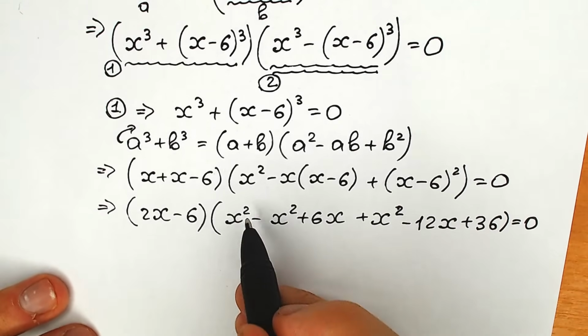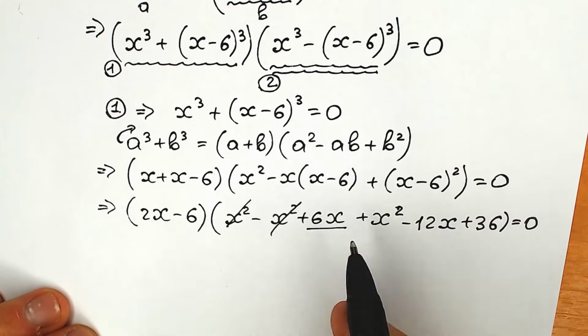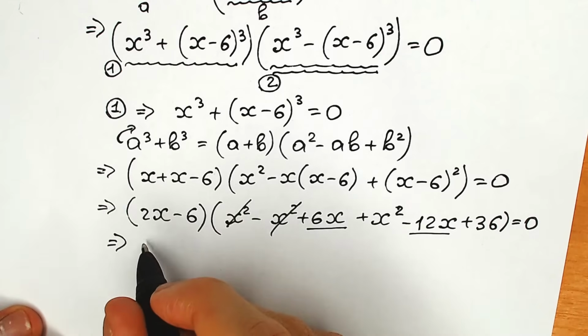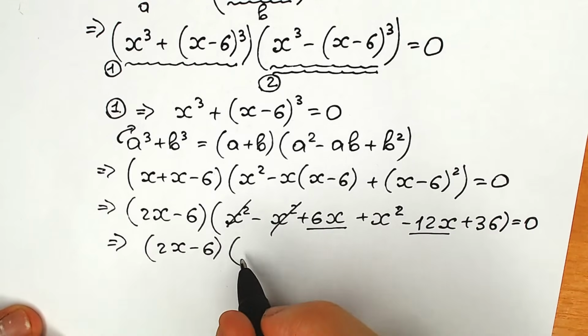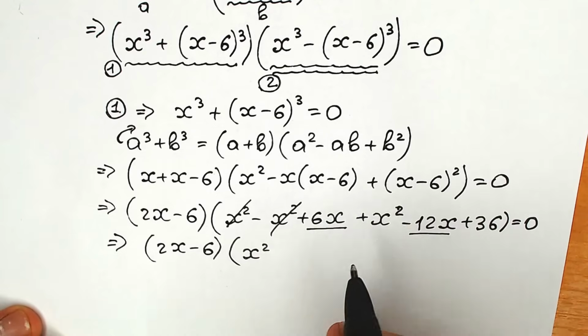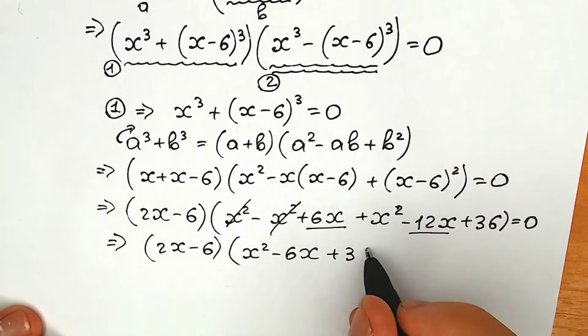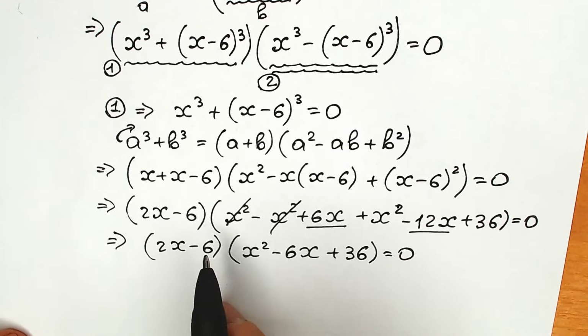Right now, this x squared we can easily cancel real quick, and right now we can easily simplify it. We can easily add 6x minus 12x. So let's do this thing right now. First of all, parentheses, 2x minus 6. And the second parenthesis, we will have x squared minus 6x plus 36 is equal to 0.